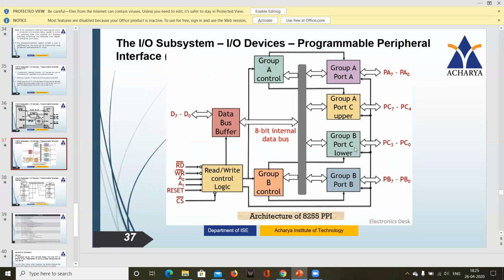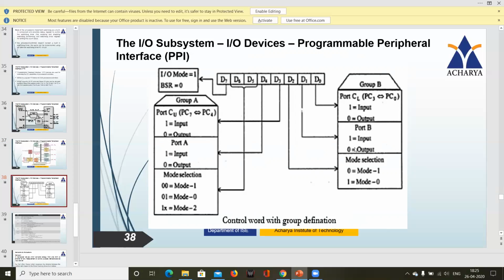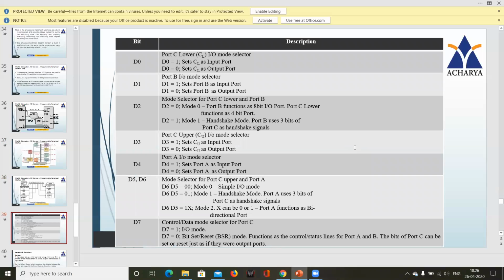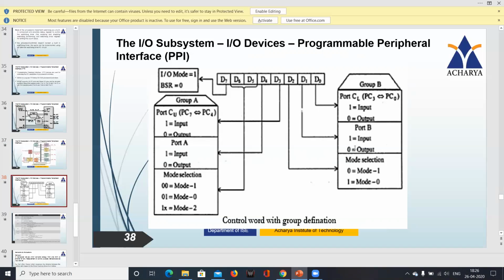So this is the control word with the group definition. So you can understand this entire diagram. If you understand the further concept, whatever is there in your syllabus, it will be clear for you. So now let us summarize. This particular 37th and 38th slide is mainly given for your better understanding. If you understand these 2 slides, the next slide, the 39th slide, whatever you are having in your syllabus, you will understand it better. Otherwise, it looks just like one data sheet. It is not so easy to understand. So all these are interrelated.